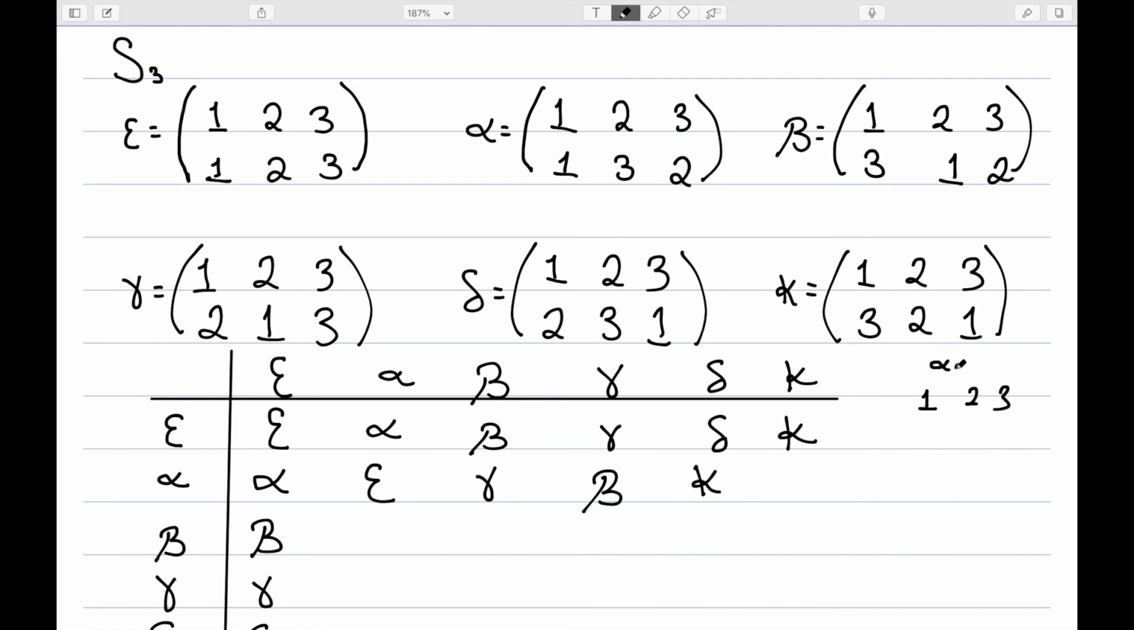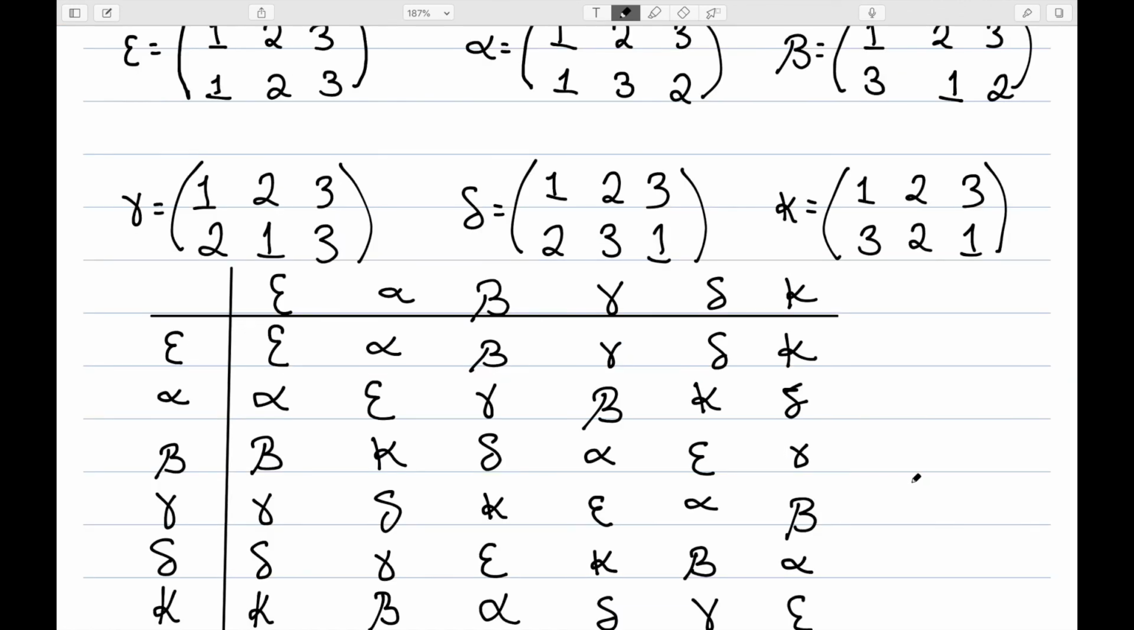For the end of this row, we have alpha composed with kappa, so we need to start with kappa. 1 maps to 3 and 3 maps to 2, so 1 maps to 2. 2 maps to 2 and 2 maps to 3, so 2 maps to 3. And 3 maps to 1 and 1 maps to 1, so 3 goes to 1. And this would be the same as delta. And we can continue this process. While I will not work through this whole table, I highly encourage you to go ahead and try some more of these. If you work out the table, this is the rest of what you should get.